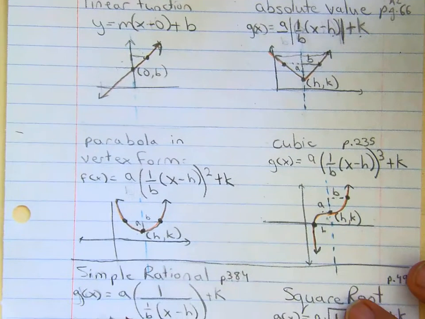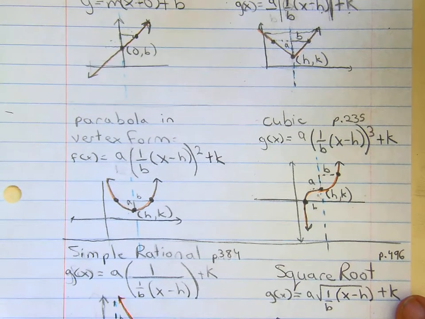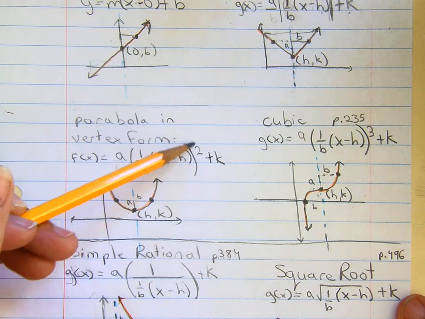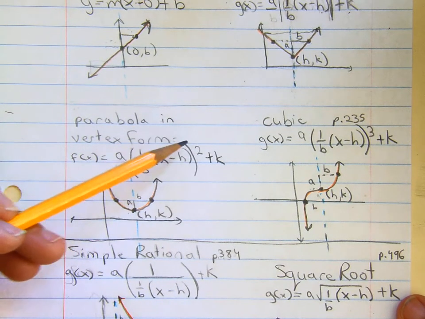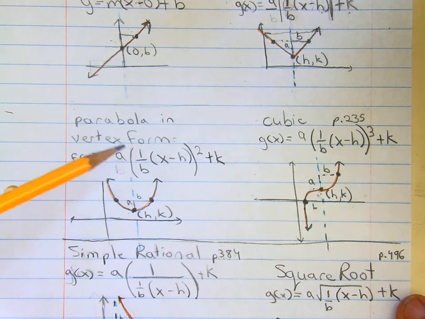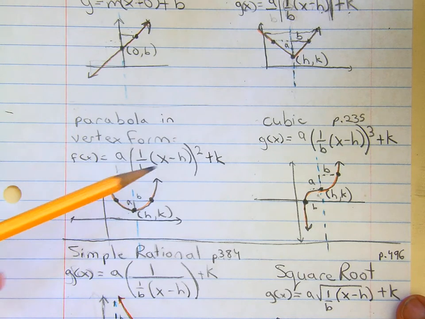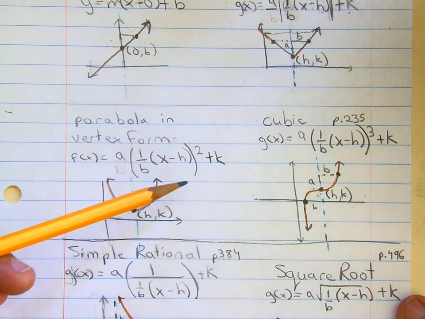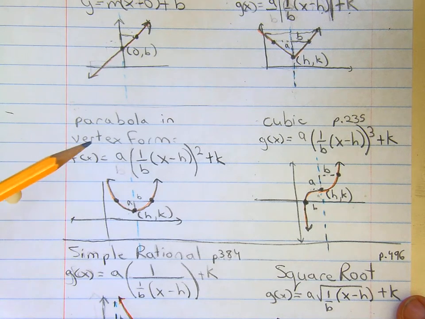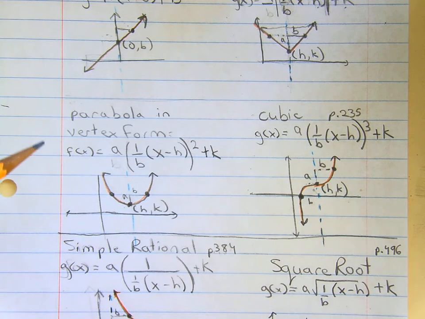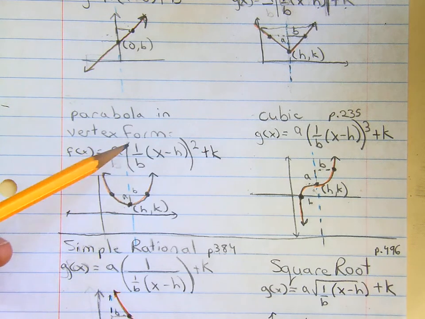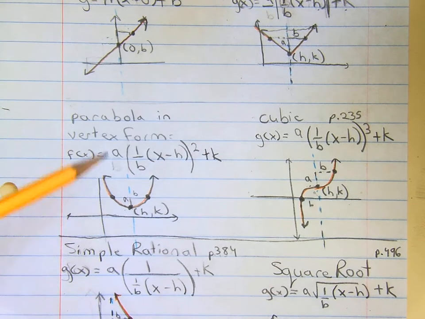So even in parabolas, parabolas happen when your exponent is squared. And so as you see, we no longer have absolute values, but we now just got parentheses going on. And this is what's called a vertex form for parabolas. There's a standard form and there's a vertex form. But you'll see it looks very familiar.